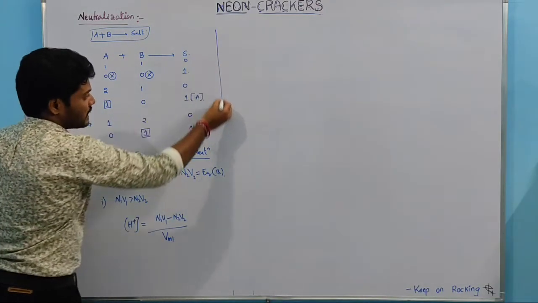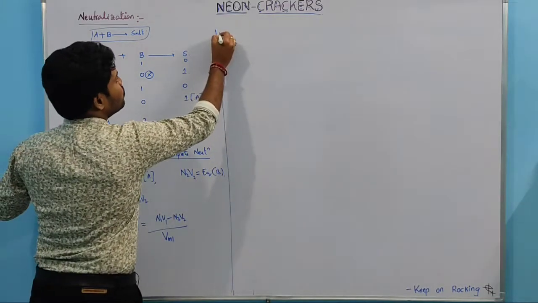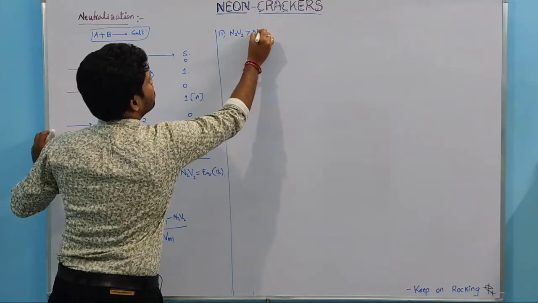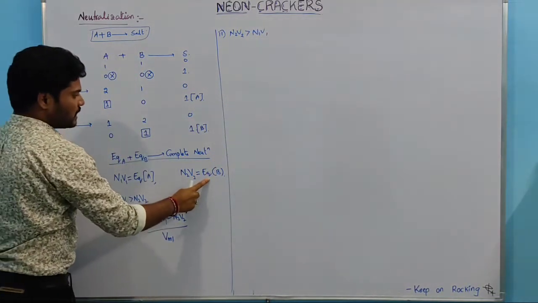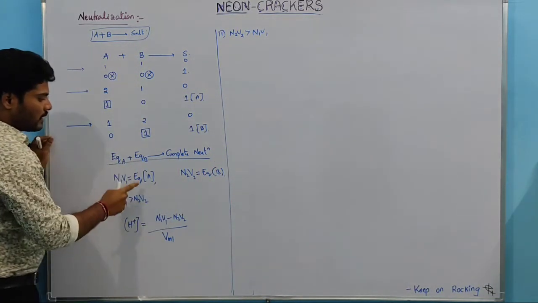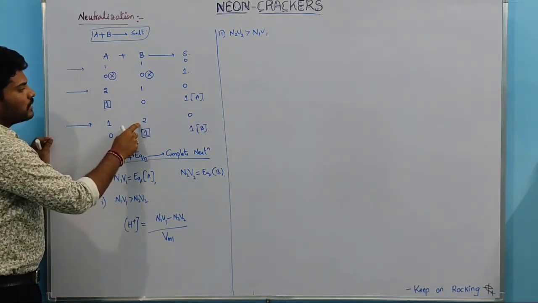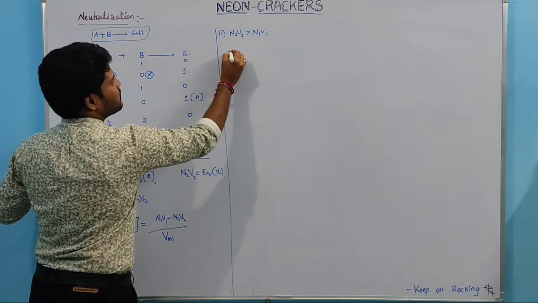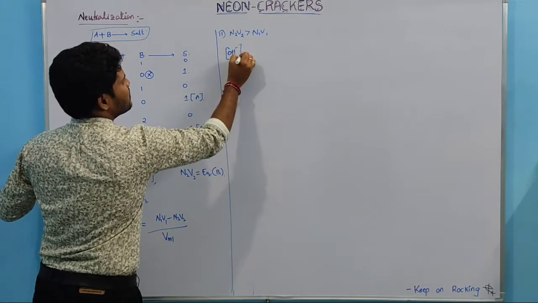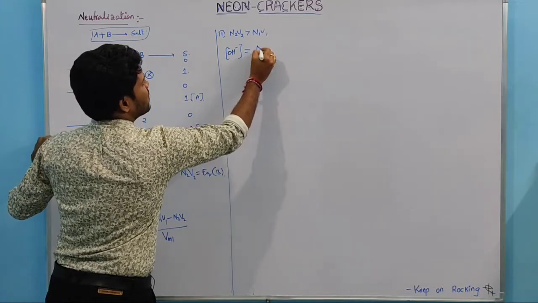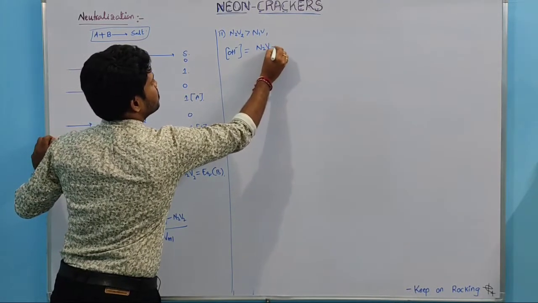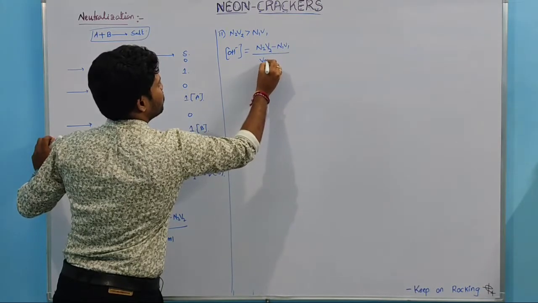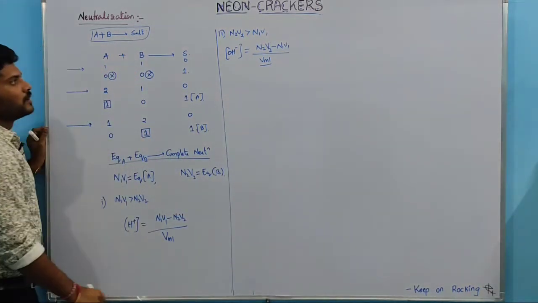For the second condition, N2V2 is greater than N1V1, meaning the base milliequimoles or equimoles are greater than the acid milliequimoles. This is the basic nature. Here also, higher minus lower: N2V2 minus N1V1 upon V in ml, the total volume of the mixture.